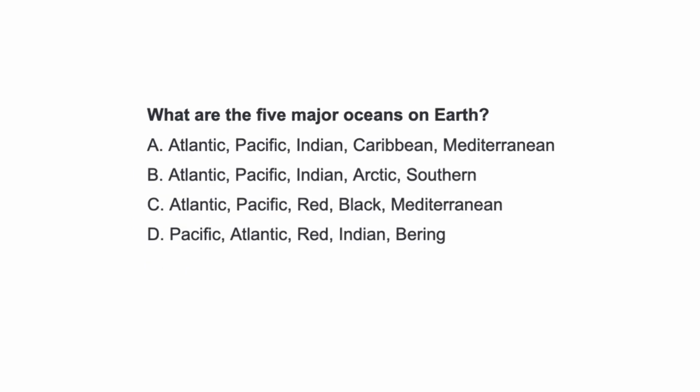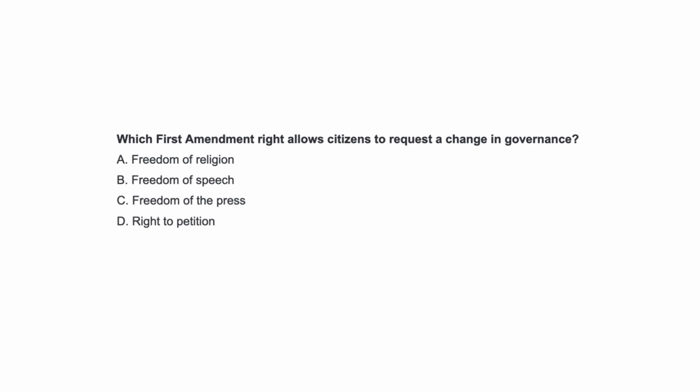What are the five major oceans on Earth? Correct response, letter B, Atlantic, Pacific, Indian, Arctic, and Southern. Which First Amendment right allows citizens to request a change in governance? Correct response, letter D, right to petition.